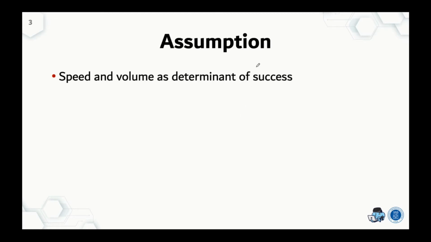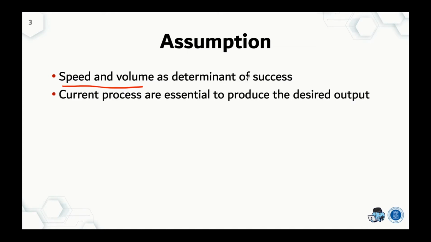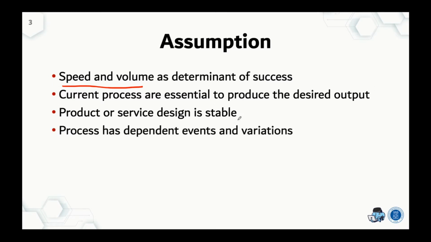The basic assumption of the theory of constraint is that speed and volume, which is the throughput, are the determinants of success. If this is not the case, then we cannot use this theory. Then, the current process is essential, a priority to produce the desired output. The product or service design is stable; we are not changing the product or service so quickly. And the process has dependent events and variation, so when we handle one, we can also solve the others.